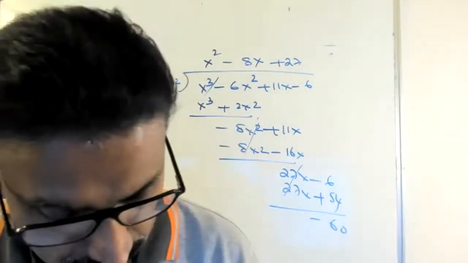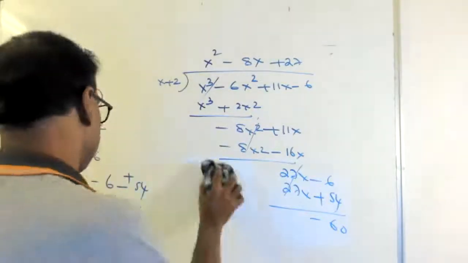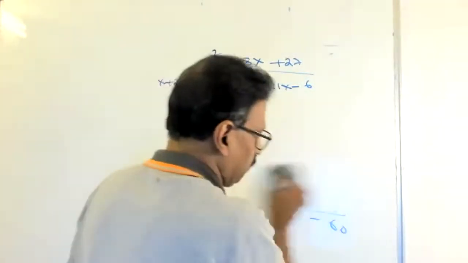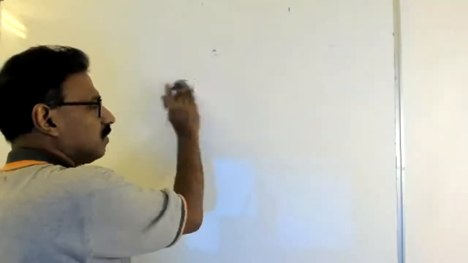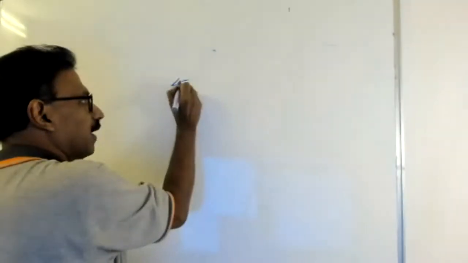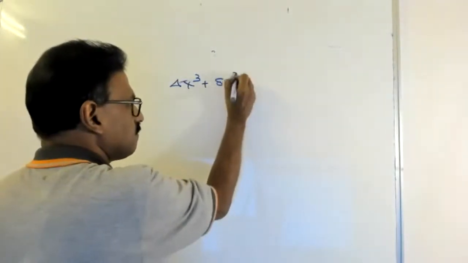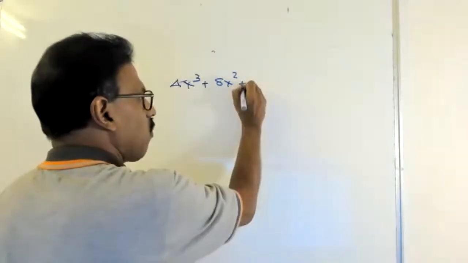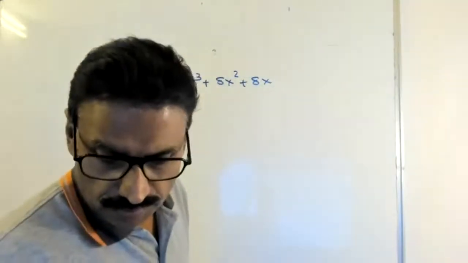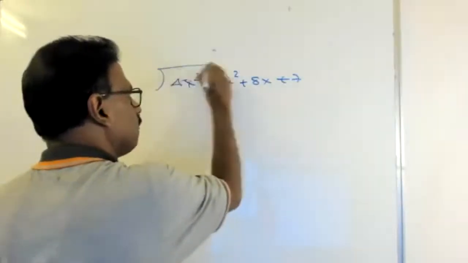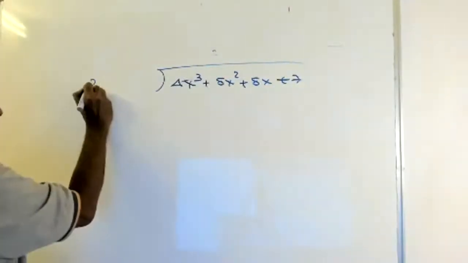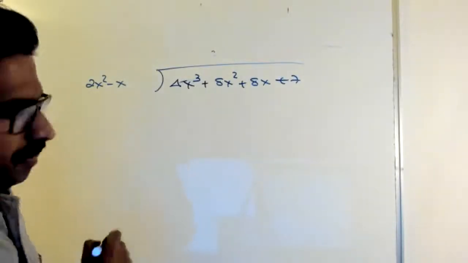Okay, try one question, then after that, I'll explain, okay? So try this question: 8x raised to 4, no, don't do this, it's a little big one. A small question I'll give you. Okay, 4x cube plus 8x square plus 8x plus 7, divided by 2x square minus x plus 7 plus 1.